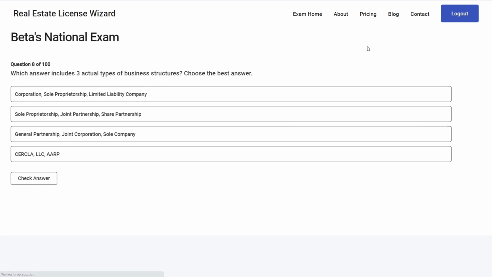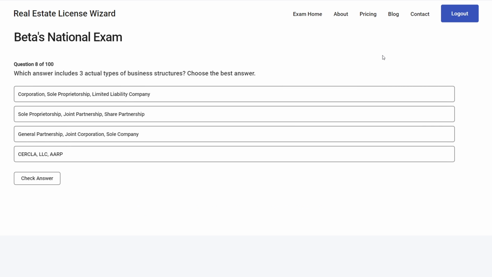All right, next question. Question number 8. Which answer includes 3 actual types of business structures? Choose the best answer. Okay. So we've got corporation, sole proprietorship, a limited liability company; a sole proprietorship, a joint partnership, and a share partnership; a general partnership, a joint corporation, a sole company; or CERCLA, LLC, and AARP. All right. So I'm going to give you guys an opportunity to think that one over.